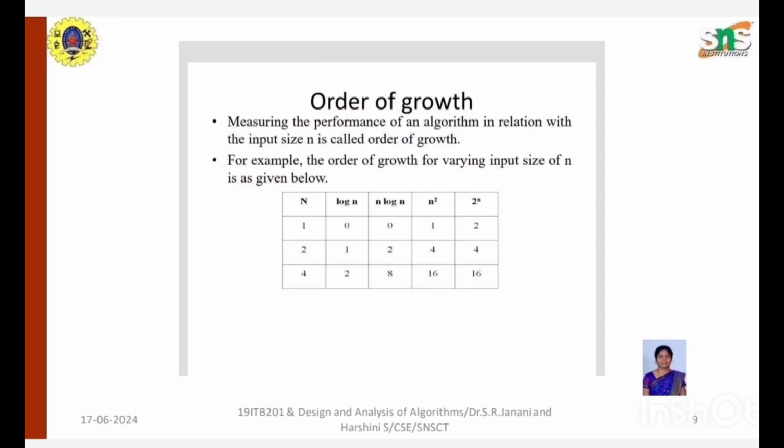Next, we move on to order of growth. Order of growth says that we need to measure the performance of an algorithm in relation to the input size n, and this is called order of growth. So let's take an example. The order of growth for varying input size of n is as given below. A table is given where, for varying input sizes, the order of growth is given. Let's have a look at the table. The n log n, n square and 2 power n values are given, and we know how we can evaluate them.